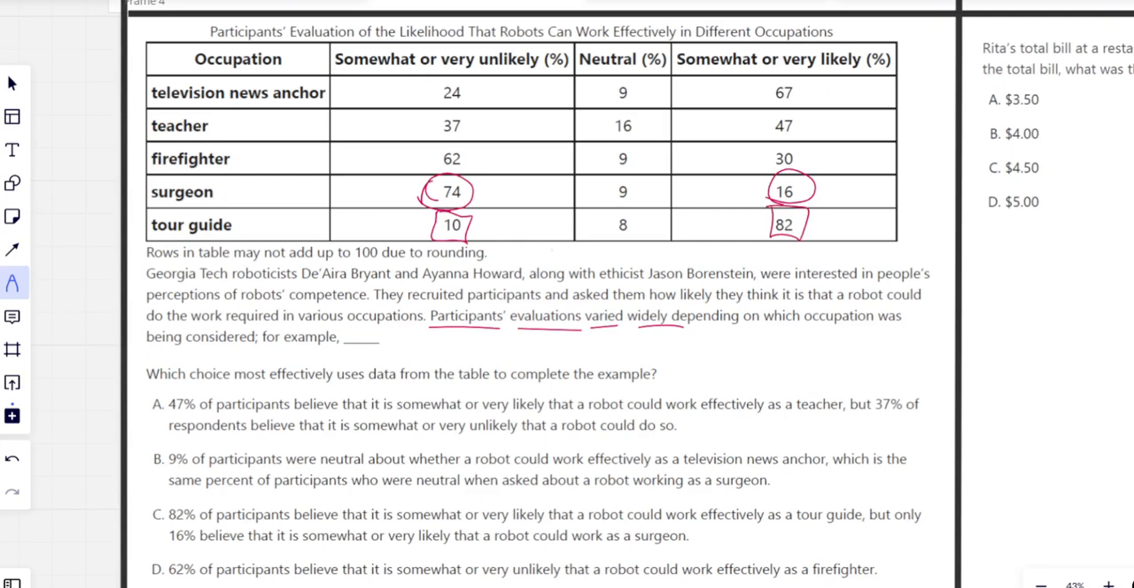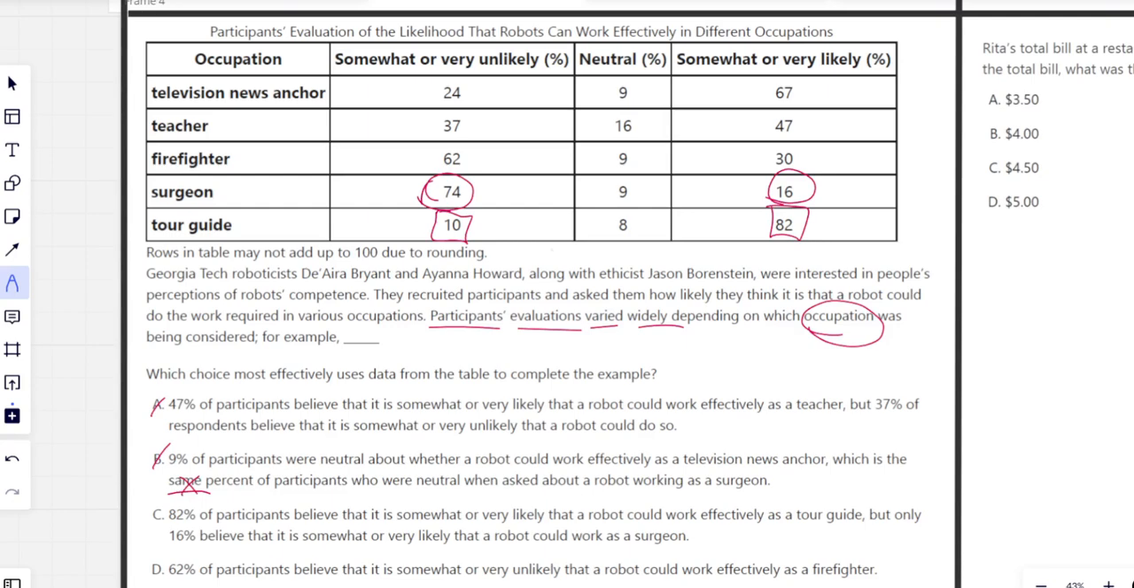I'm going to see if the answer choices have anything that emphasizes this discrepancy. So 47% believe it's likely it could work as a teacher, 30% believe that it's unlikely, no. We want to look at the variance in occupation, not within one occupation. 9% were neutral, which is the same. No, that doesn't show that the evaluations varied widely. It says it's the same, so no.